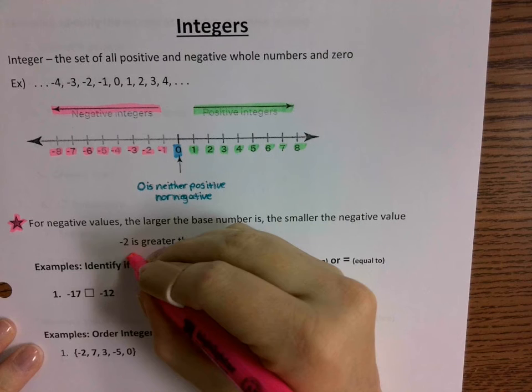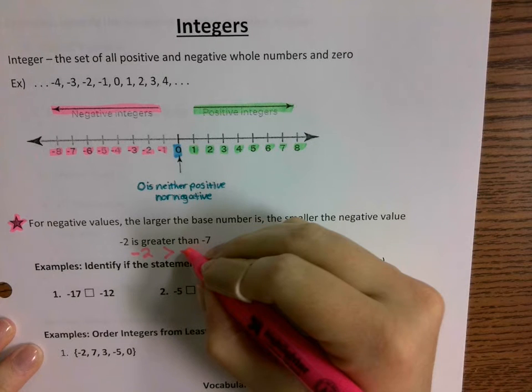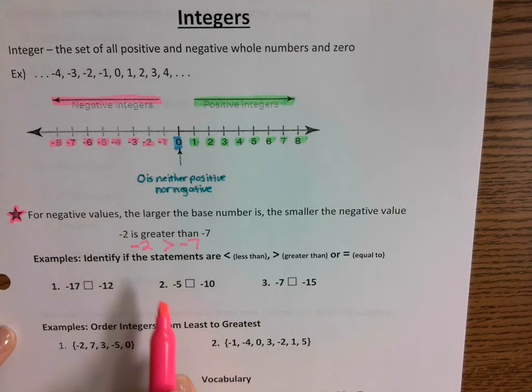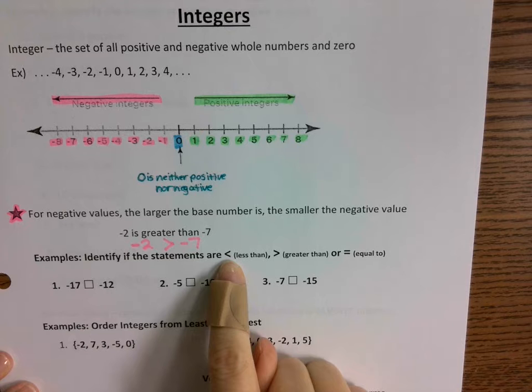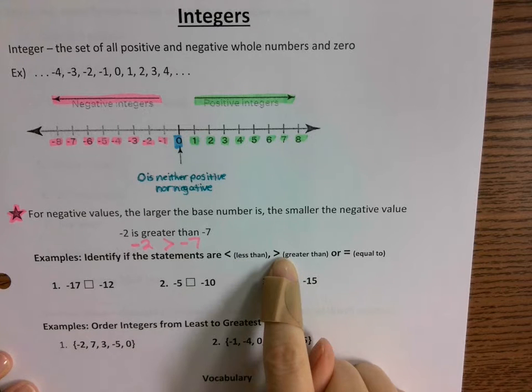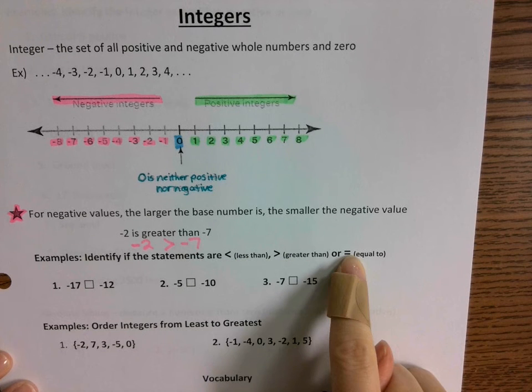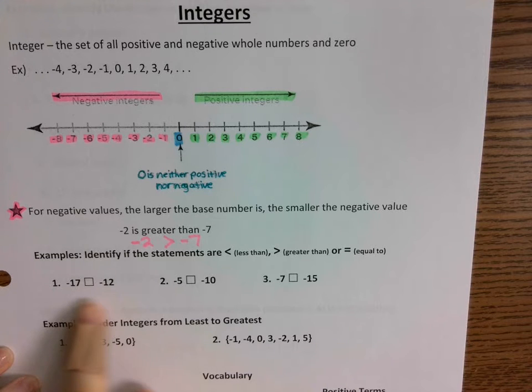So what I want you guys to do is use your signs. In case you don't know which sign is which, I've written them down. This is our less than sign. This is the greater than sign. That's your equal to sign. You're going to identify which of the statements are true, so fill it in with a less than, a greater than, or an equal to for each of the problems. Go ahead and take a moment to do that.